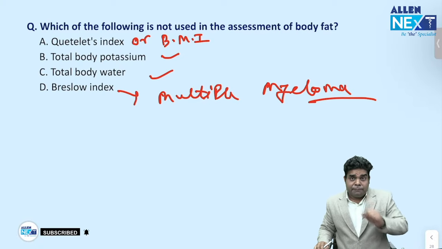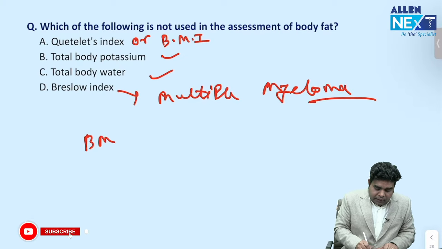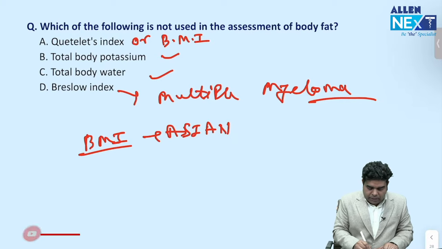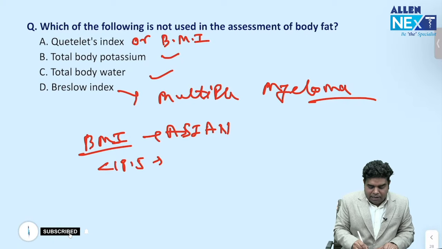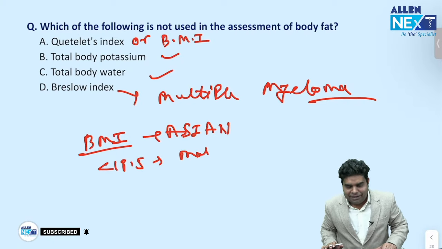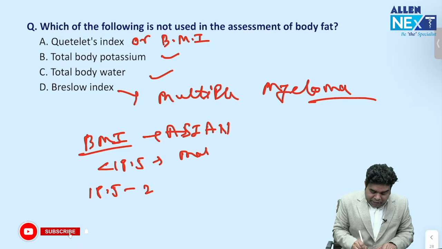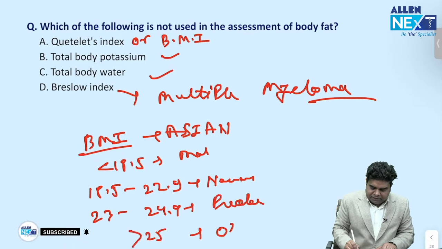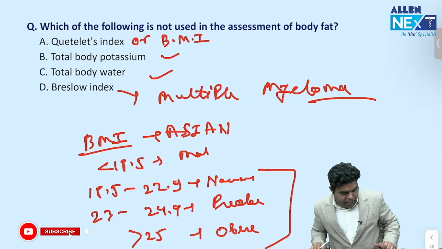Okay, and when it comes to BMI, do remember, the BMI classification for Asians by WHO is a bit changed. Less than 18.5 is malnourished. 18.5 to 22.9 is only normal. 23 to 24.9 is pre-obese, and more than 25 is obese. Okay, so do remember this part.